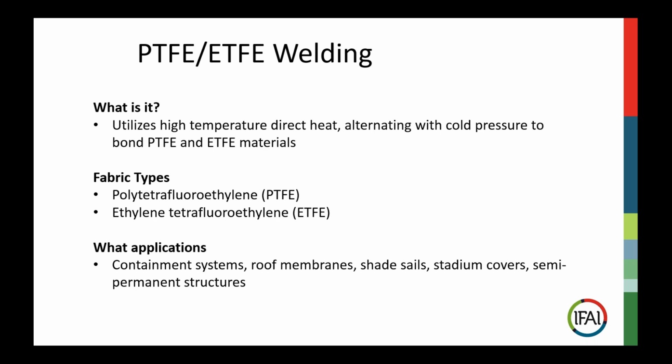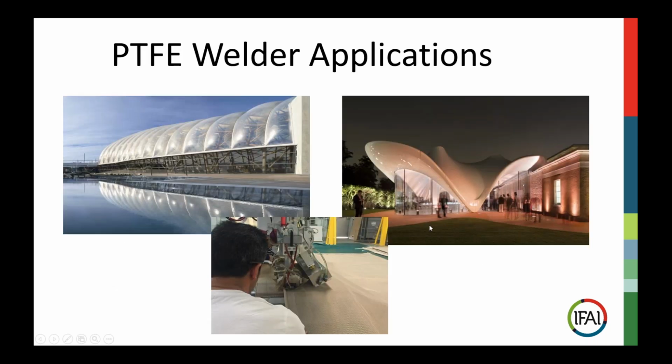Containment systems, roof membranes, shade sails, stadium covers, and semi-permanent structures are all weldable using an ETFE or PTFE welder. On the left, on this slide, you'll see an ETFE material, which is usually more translucent. On the right is more traditional PTFE or Teflon material, and below that is a close-up of that material actually getting welded.